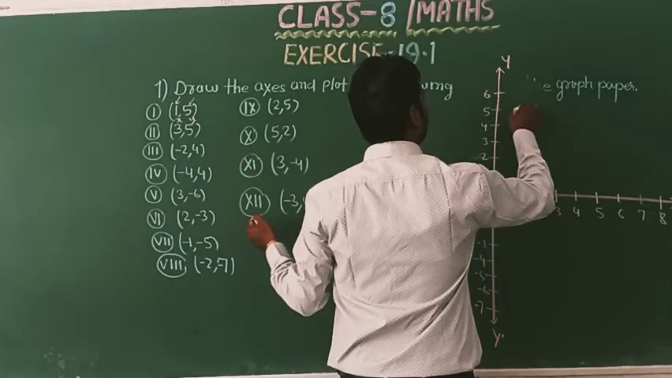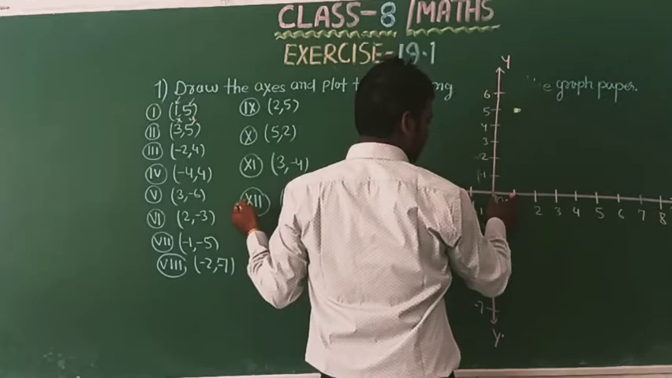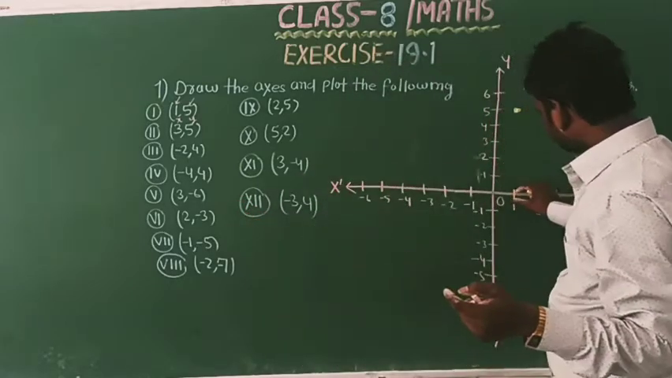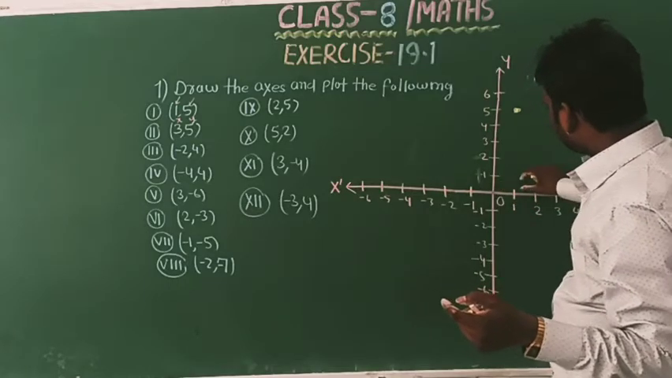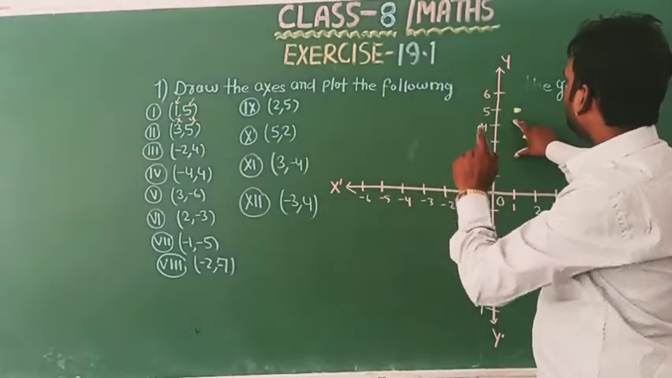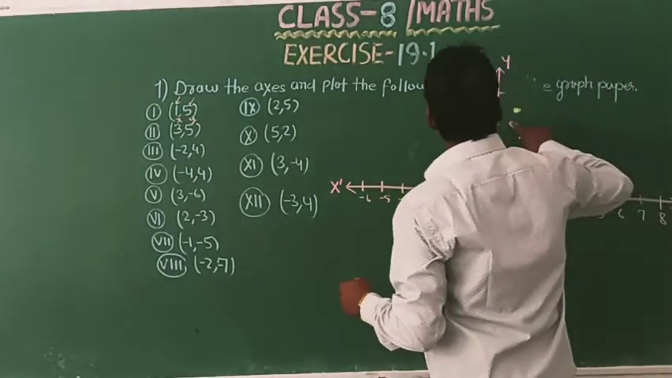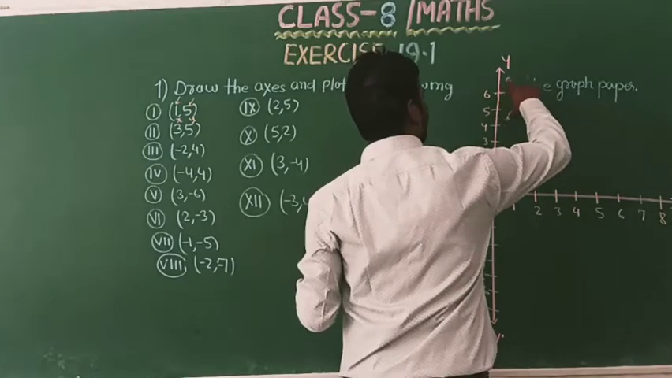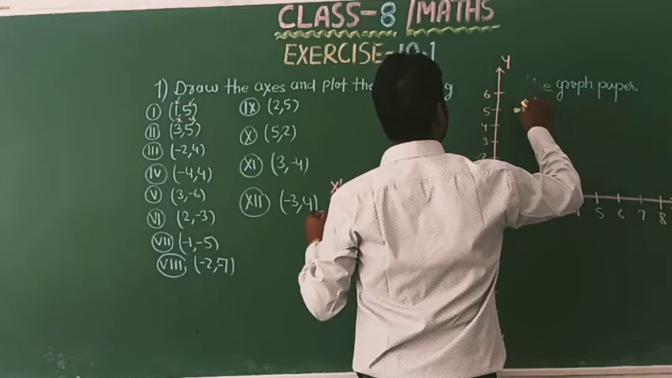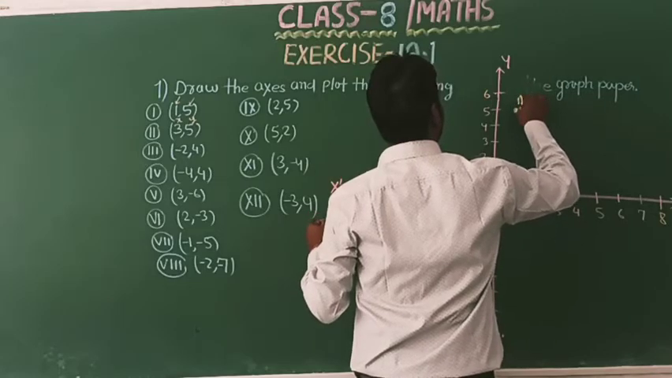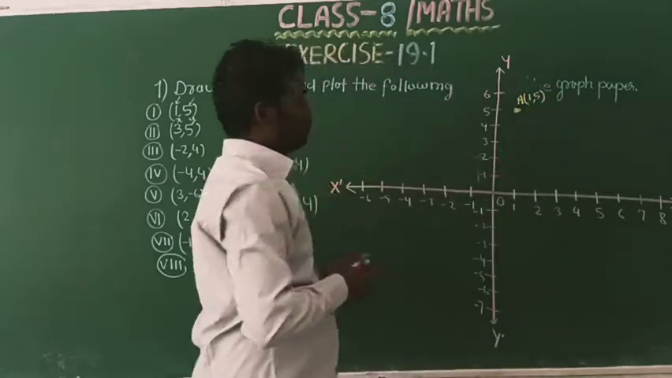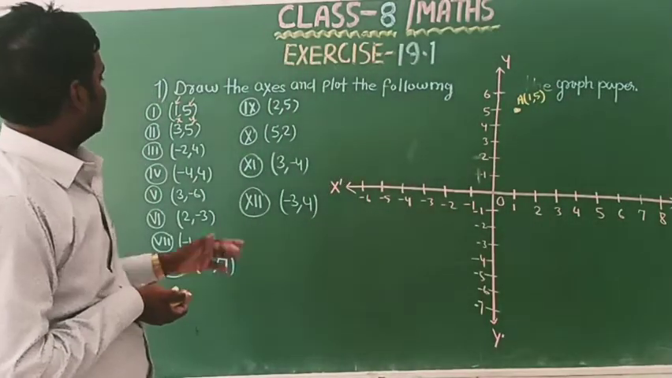So first move 1 unit to the right along the x-axis, and then go up 5 units along the y-axis. This is the position of the first point, say A, 1 comma 5. Now move to the second point.